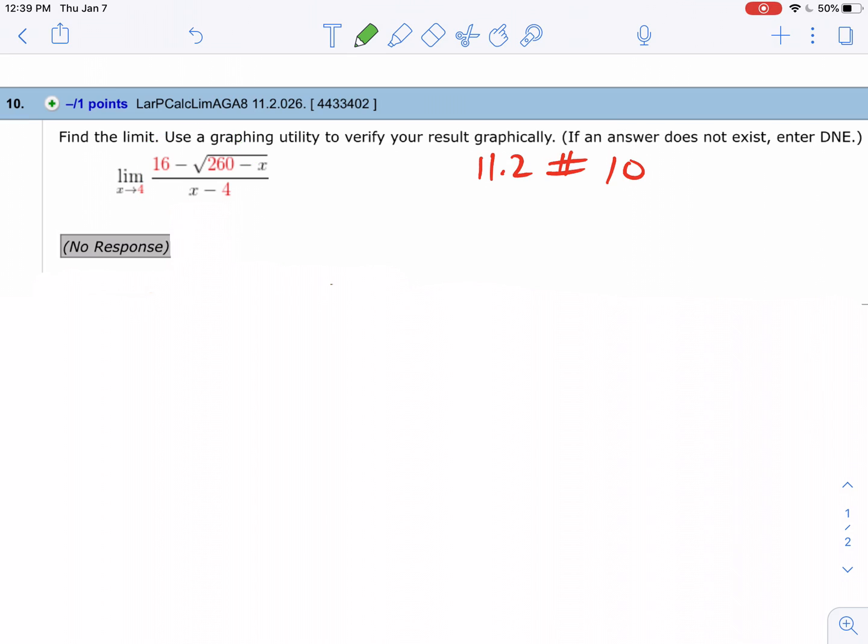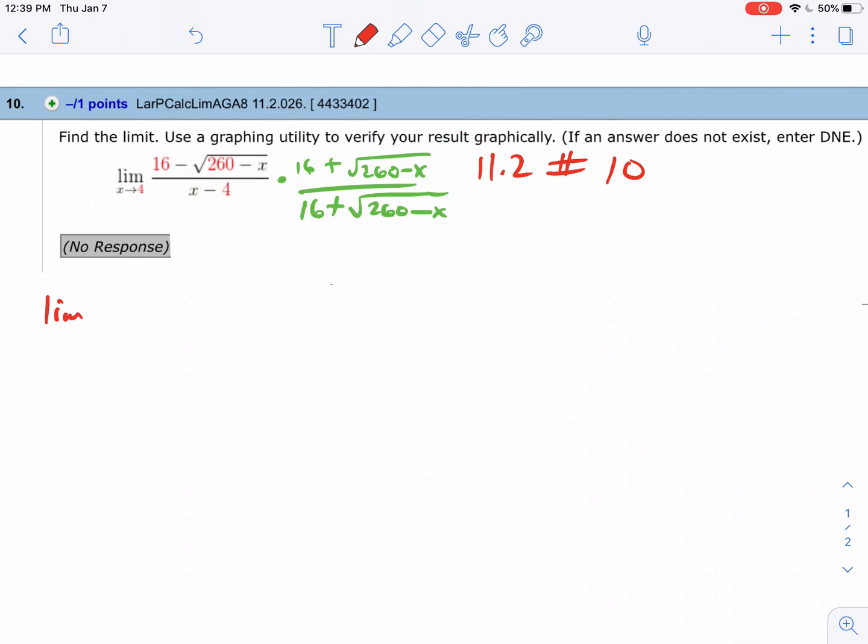And what you should recognize from the lecture is this is called rationalizing the numerator. So we're going to multiply by 16 plus the square root of 260 minus x. So you change the sign between the 16 and the radical. And then you have to multiply by the exact same thing on the bottom. So remember that green thing that I wrote, minus x, just to be clear, that's equal to 1.